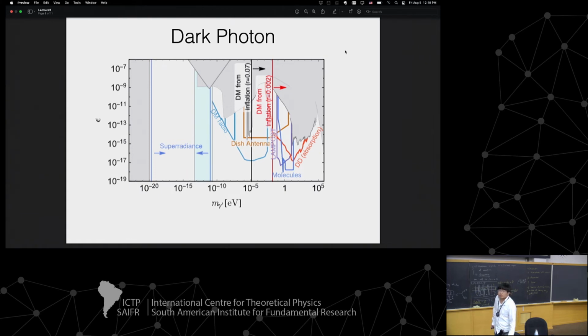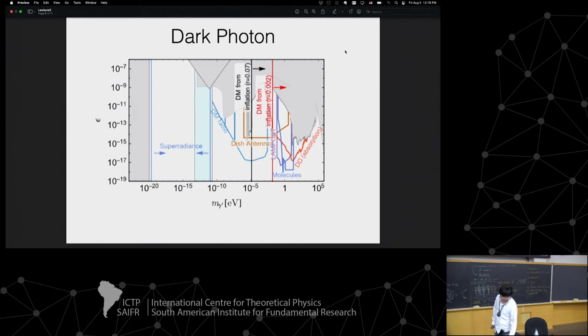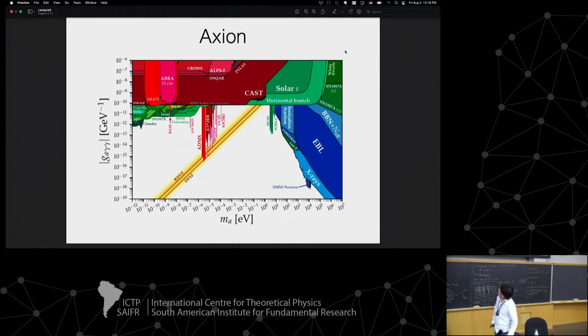Okay? Yeah. Can you summarize the previous one? Yeah. All these white spaces are allowed, right? Yeah, all the white spaces are allowed, and all the colored spaces are already excluded. Yeah, I forgot to say that. And the yellow is the prediction for QCD axion, and that's still allowed, except close to the red stuff. Yes.